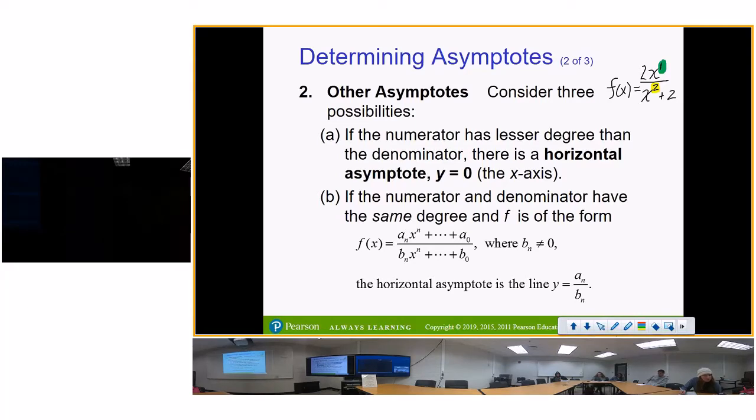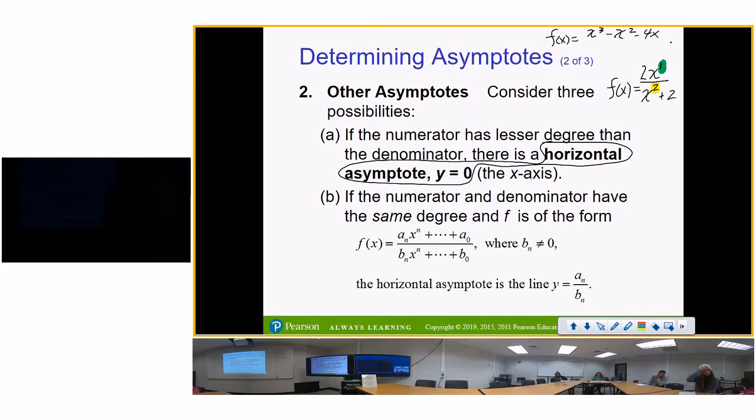So if the degree of the numerator is less than the degree of the denominator, your horizontal asymptote is what? The x-axis. Write that down. So I don't care what you have. You can have something quirky like this: f of x is equal to x to the third minus x squared minus 4x over 4x to the fourth minus 2x minus 3.